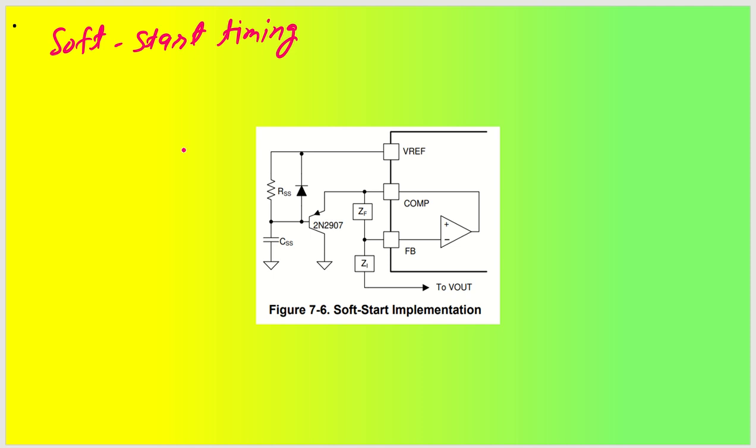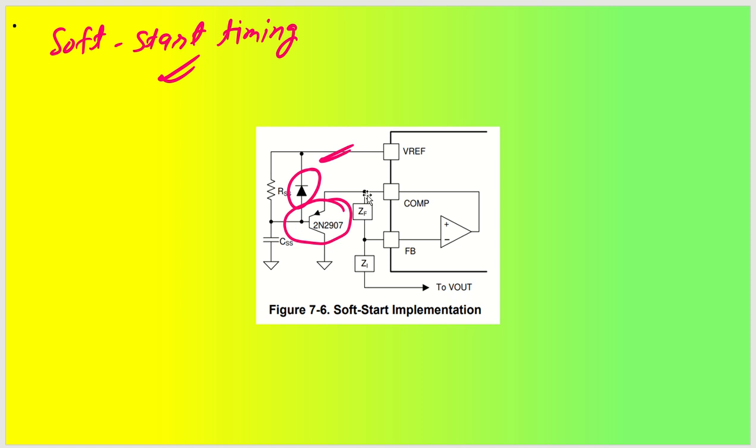Coming back to soft start timing. Sometimes we want to have a soft starting feature. In that case, we can clamp this V reference pin with one diode. Okay, so this can be clamped together, and at the same time we can have a PNP MOSFET to drive this slowly. So this is how it can be called a soft start feature.